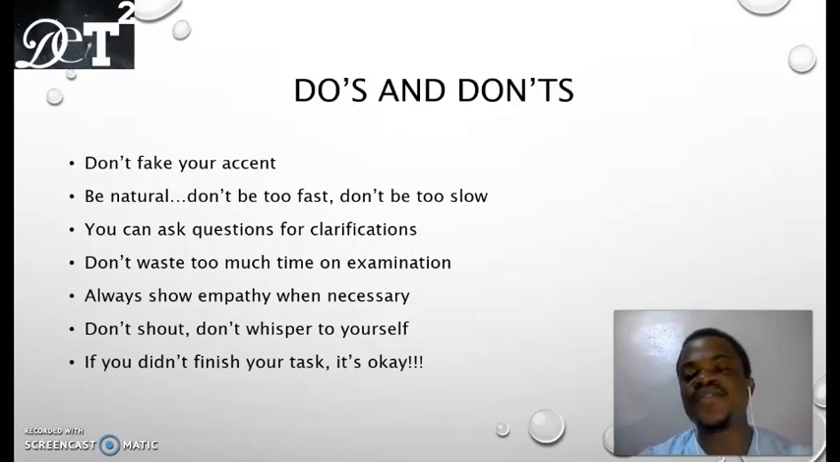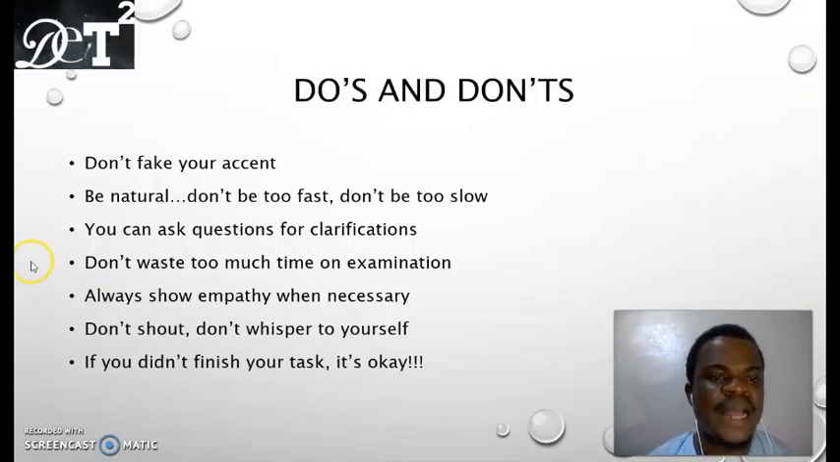Also, if you have anything that you are not clear about, always ask the interlocutor. When the role card is given to you and you've read through and you are not clear about one or two things, ask the interlocutor to clarify things. Or if the rules and regulations that are given out are not clear to you, always ask questions. And don't waste too much time on examination.